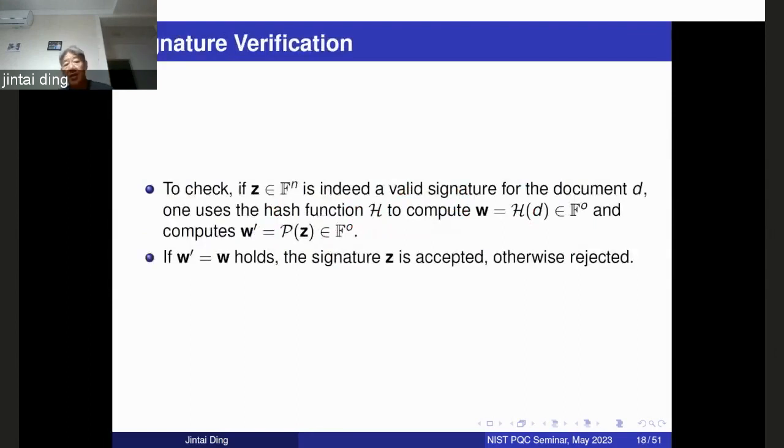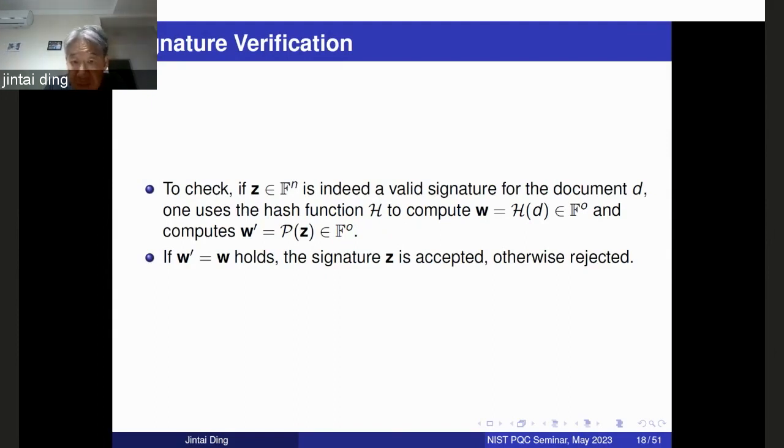The signature verification I explained earlier is more or less the same. To check if Z belonging to F^n is indeed a valid signature, you just take the document, hash it, then plug Z into the public key.